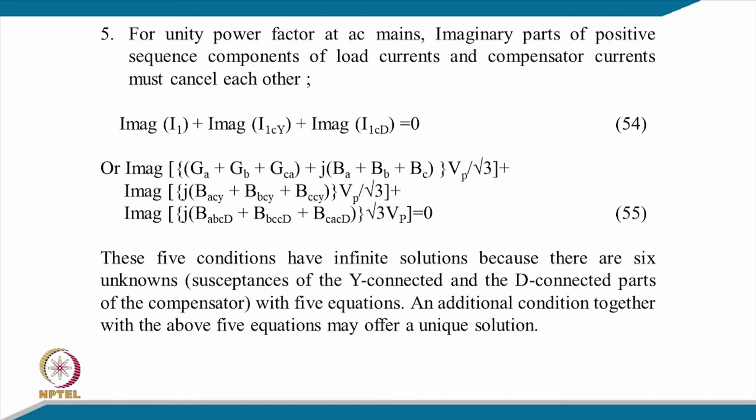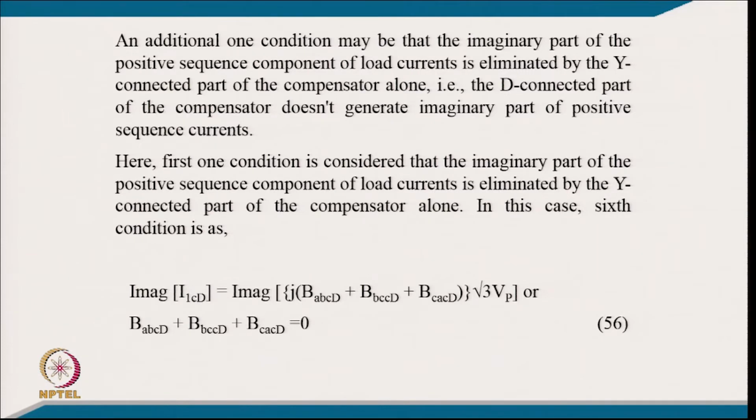Well, these 5 conditions have an infinite solution, because there are 6 unknown susceptances: 3 susceptances of the star connected compensator and 3 susceptances of your delta connected compensator, and we have only 5 equations. So, an additional condition together with the above 5 equations may offer a unique solution, a definite solution. For this purpose the 6th condition has to be added here, and then only you can get the solution of the design.